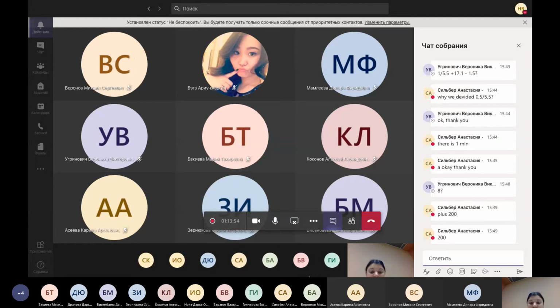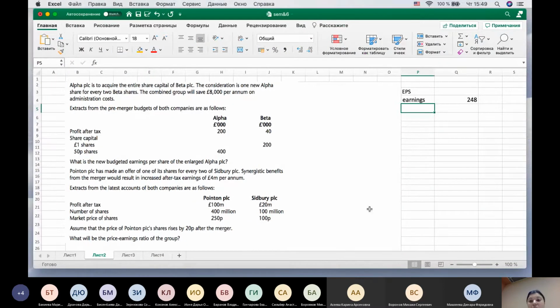And Veronica, thanks a lot. And now we have to calculate our amount of shares, as we are finding our EPS, our earnings per share. So why do we have to find the amount of shares? As about the amount of shares, a very interesting question.